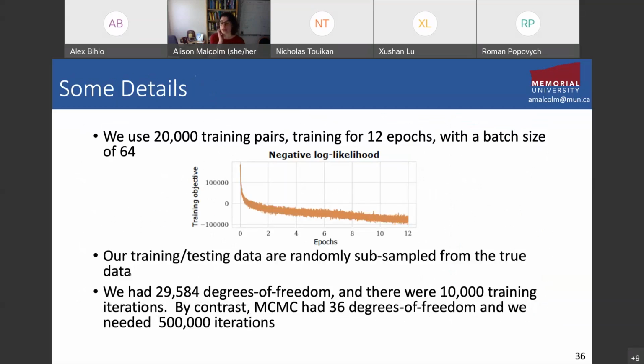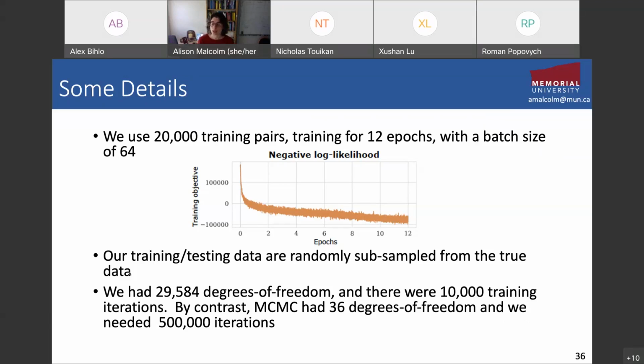Now here's kind of an interesting part from the computational side. We had about 30,000 degrees of freedom. So like 1,000 times what we had for Markov chain Monte Carlo, almost 1,000 times. And we did 10,000 training iterations. And now this is a different problem and so on, but there's no way we could do Markov chain Monte Carlo for this many degrees of freedom. And 10,000 models would be nowhere near enough to do that kind of sampling.